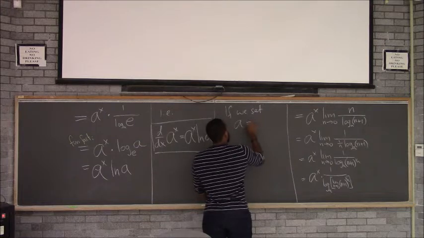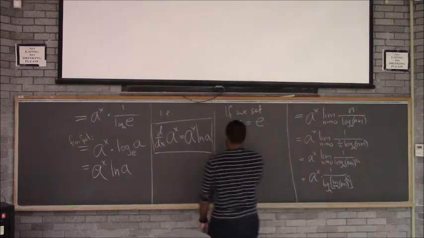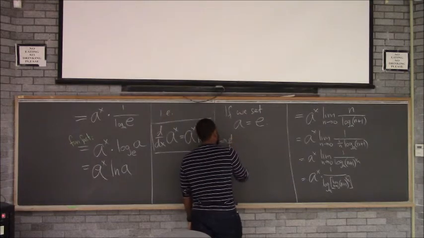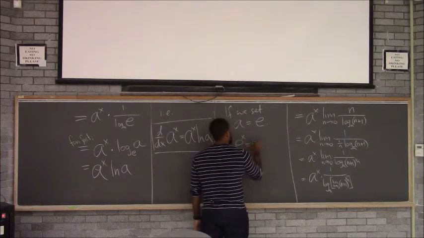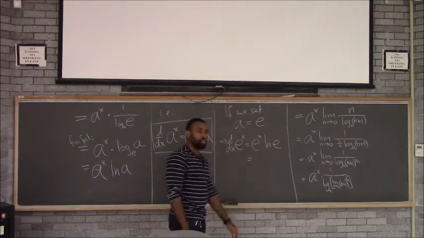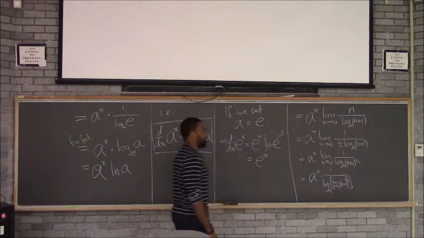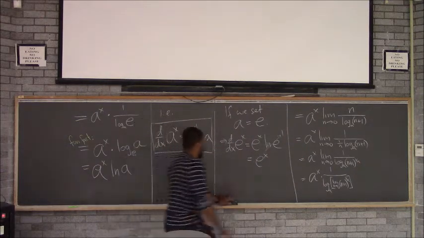If we set a to be the number e, this means that the derivative of e to the x is going to be e to the x times ln of e. But what is ln of e? Ln of e is 1. So we end up with the derivative of e to the x is e to the x.